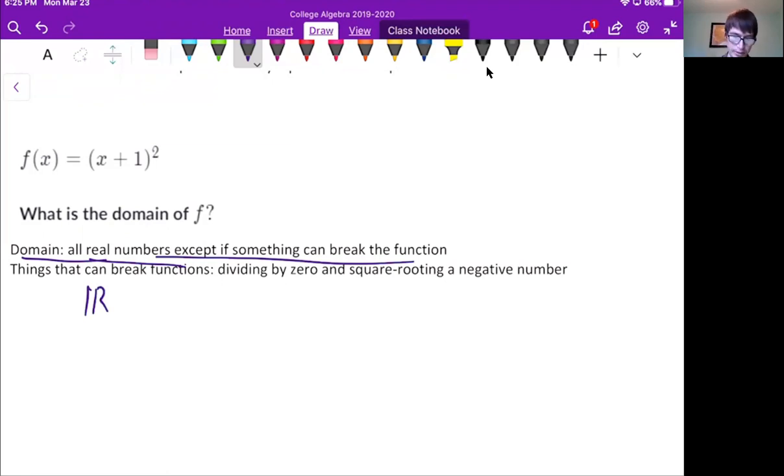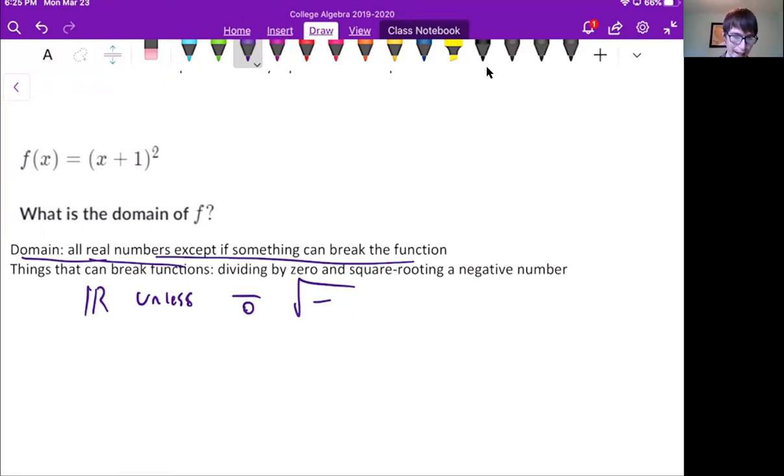We break the function if you divide by 0 or take the square root of a negative number. Those are the ways that we end up having problems. So if you never divide by 0, and you don't see a square root that can go negative, then the domain is all real numbers. That's just the way it is.